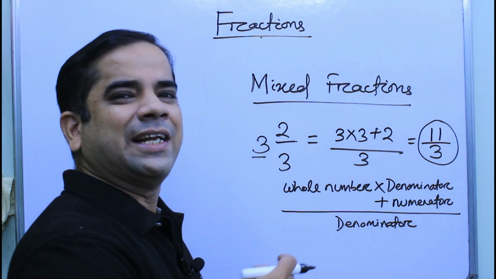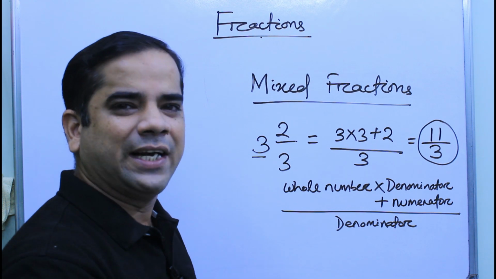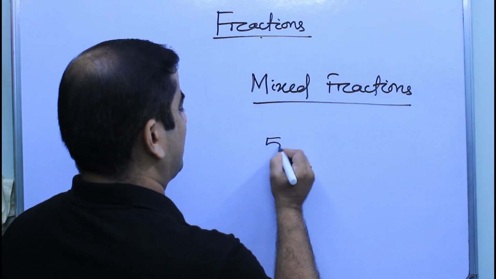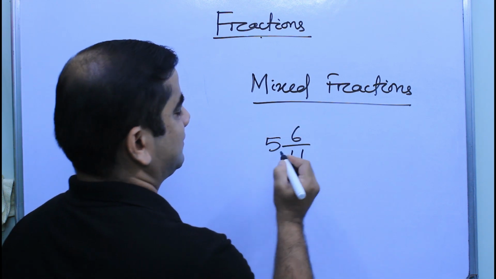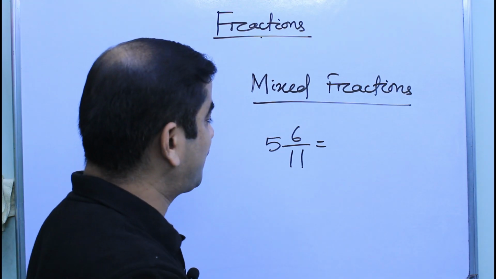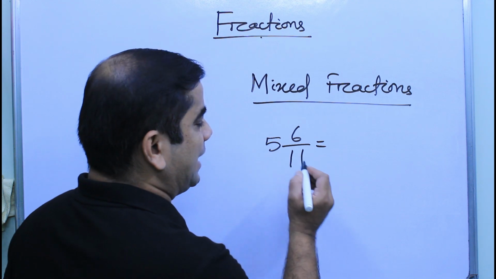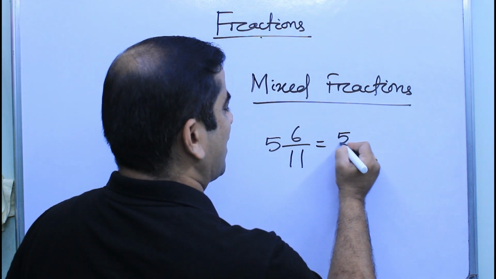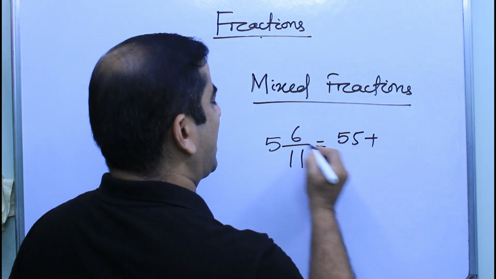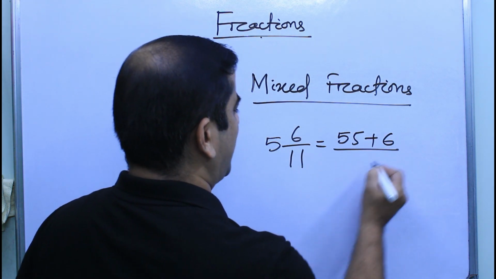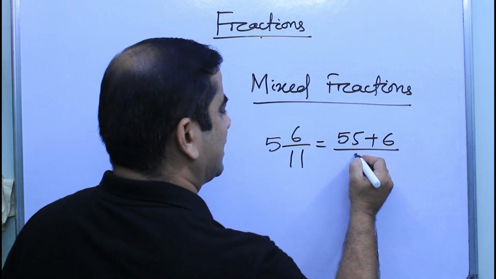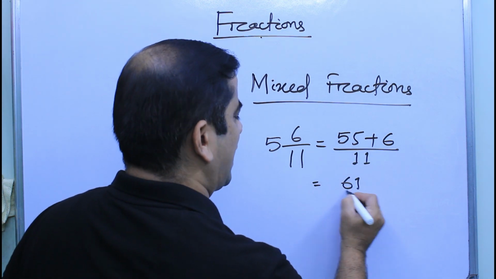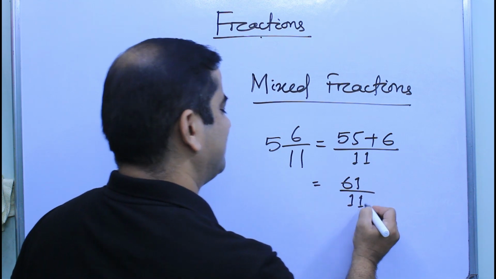Okay. So let us now convert another mixed fraction into improper fraction. Suppose we have a fraction 5 whole 6 by 11. So how to convert it into improper fraction? Whole number into the denominator. So 5 into 11, 11 5s are 55, plus the numerator, that is 6, whole divided by the denominator, that is 11. That means it is 61 by 11.